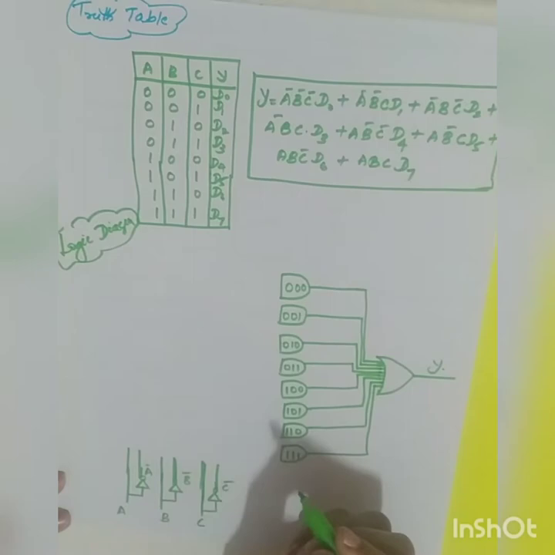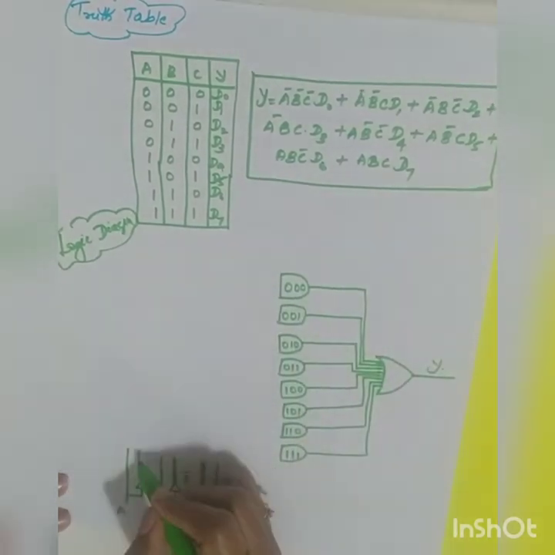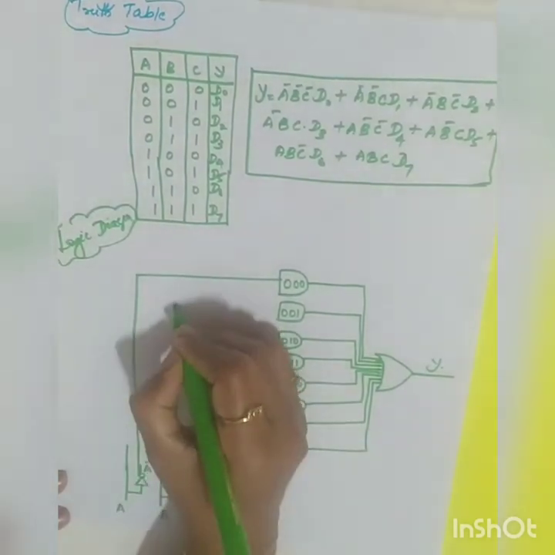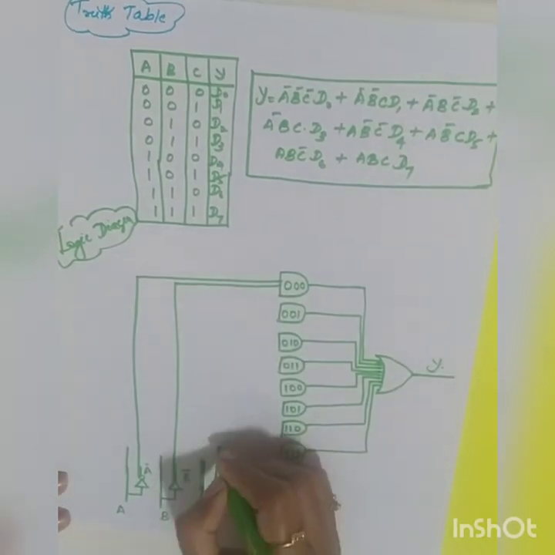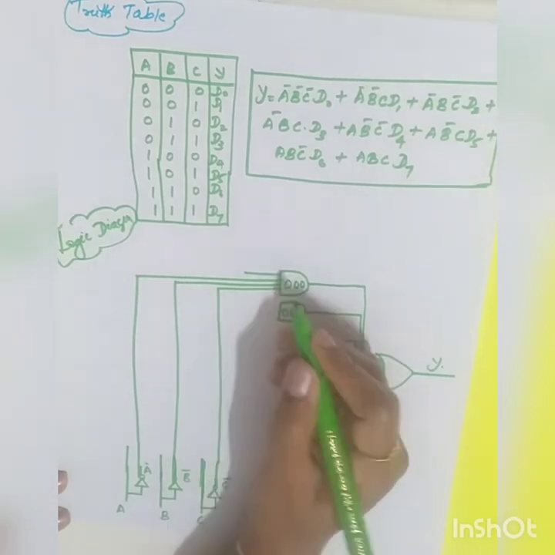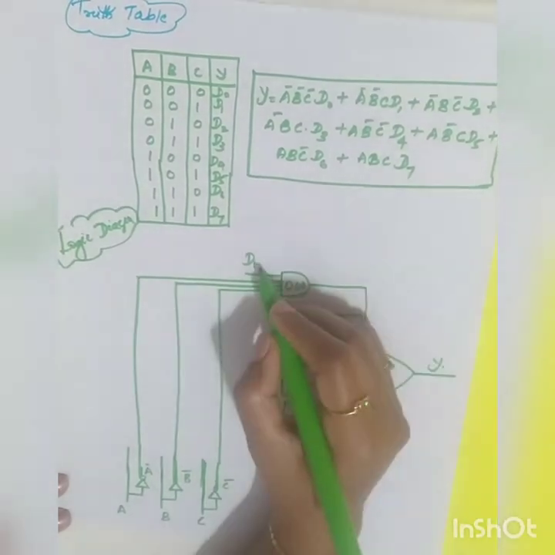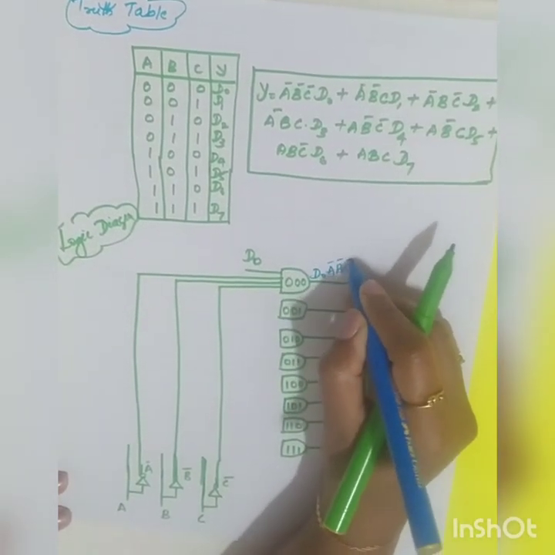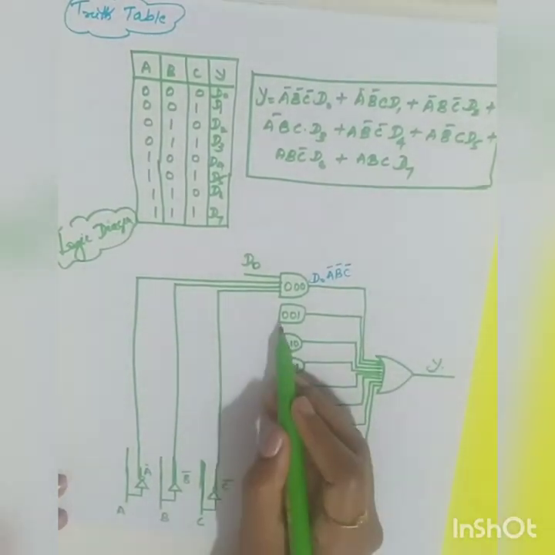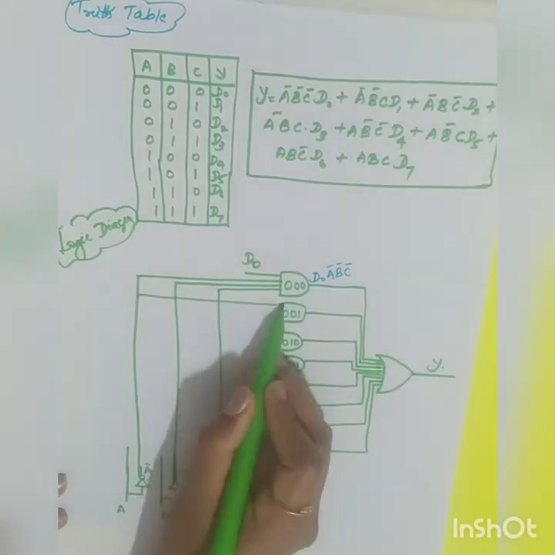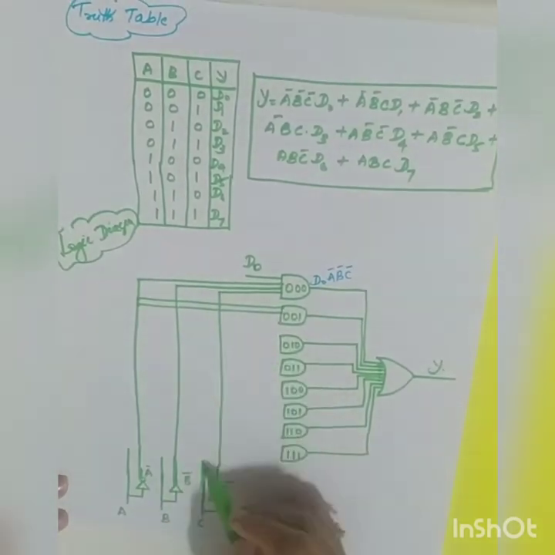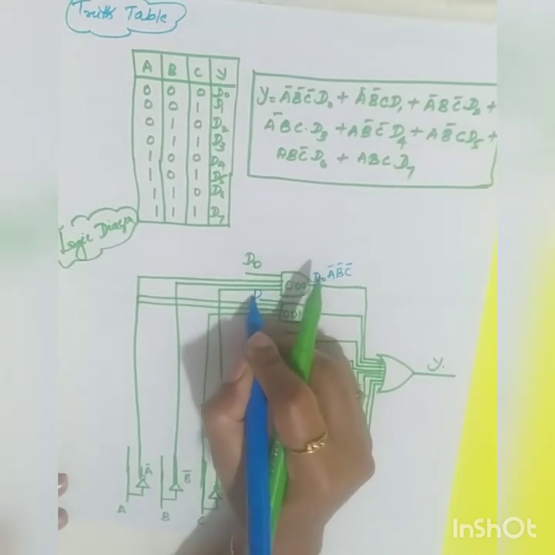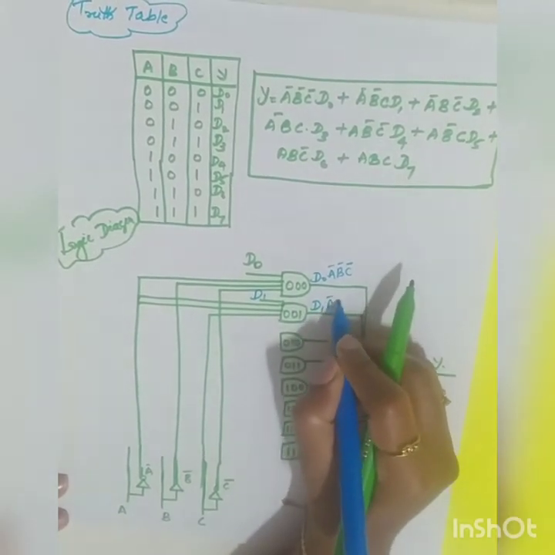Okay, so what will be your first combination? The first is A bar, B bar, C bar. Next input is D0. What will be the corresponding output here? D0 into A bar, B bar, C bar, which will go to your OR gate. Next is A bar, B bar, then C. So this is going to be C. What will be the next input? It will be D1. So the output will be D1 into A bar, B bar, C.